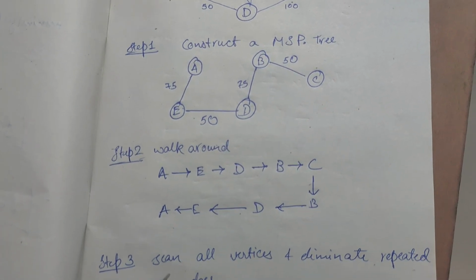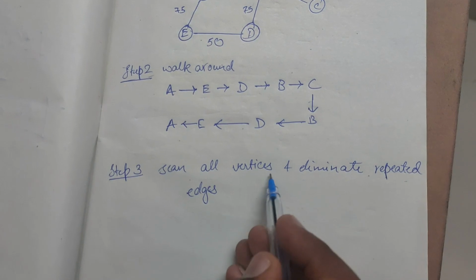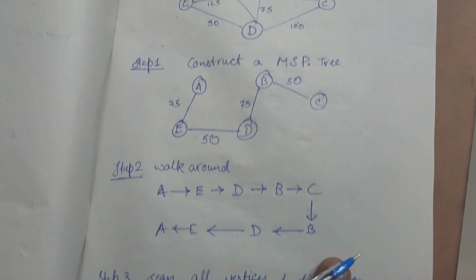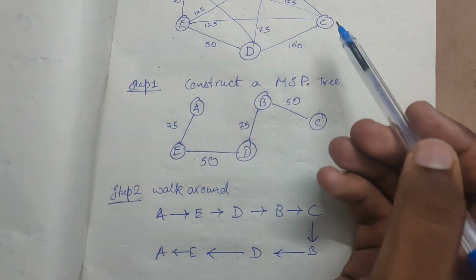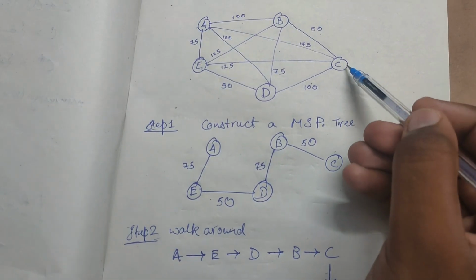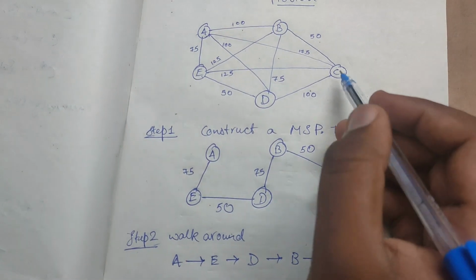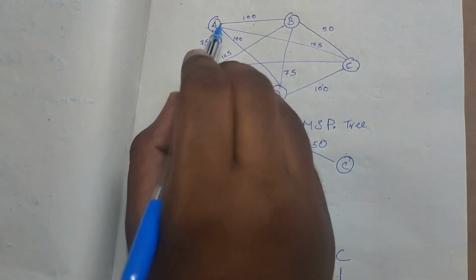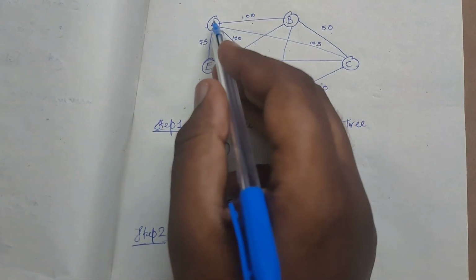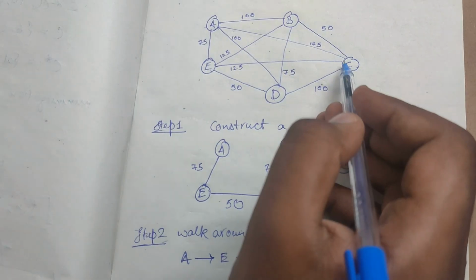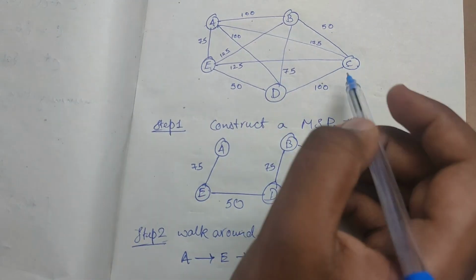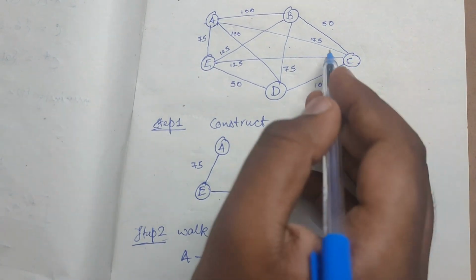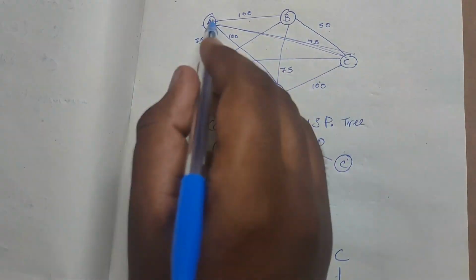So what to do? You will go for step 3. Scan all the vertices and eliminate the repeated edges. Fine. So now what he will do is, the ending city is C. So from here he will look at how he can go from C to A without using the path we have used before, and it should also be minimum. So the only way out to go back to A is this 175.